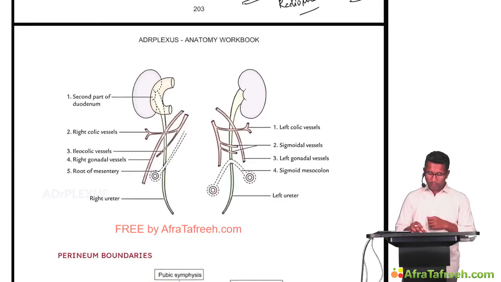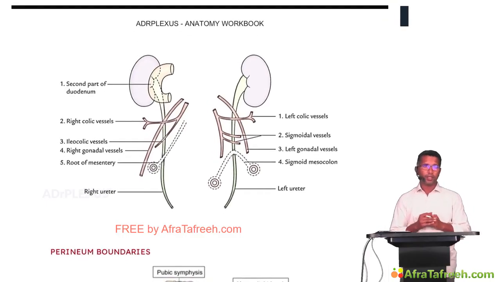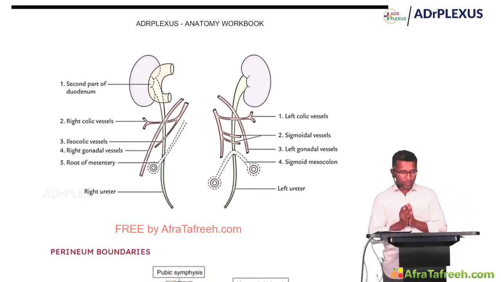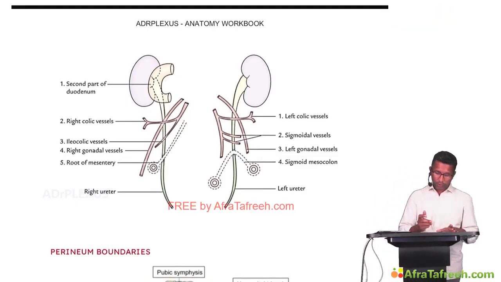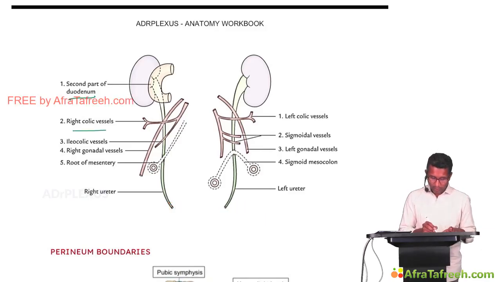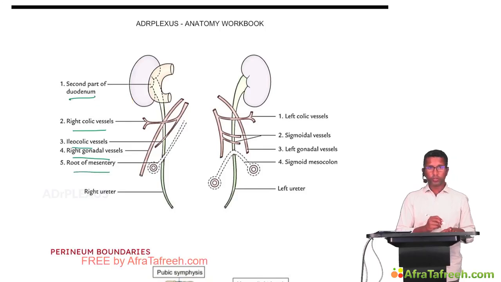Next is the relationship of the ureter. Again, I'm telling you, don't worry much about the relationship, just have an idea. On the right side, the ureter is related to the second part of the duodenum. It is related to the right colic vessels and the ileocolic vessels, branches of the superior mesenteric artery, and also to the right gonadal vessels and the root of the mesentery.